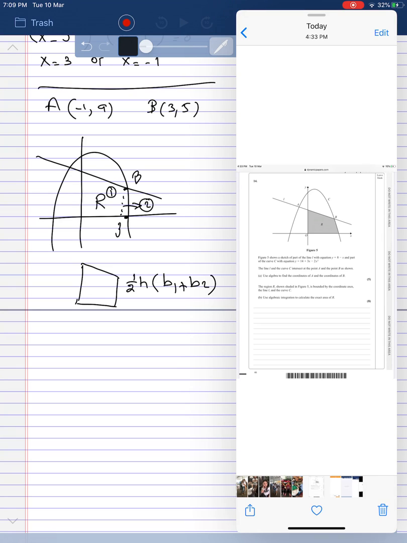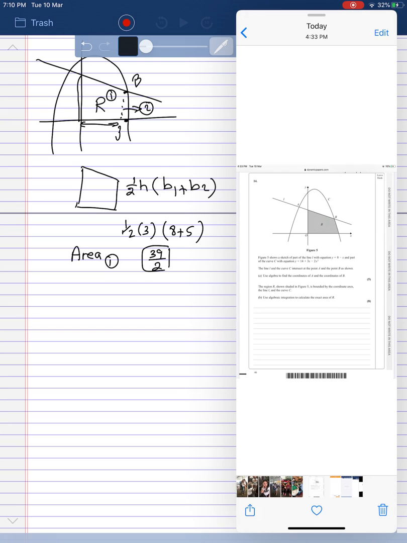What we have is the height, it's 3 as you can see here, so it's half multiplied by 3 multiplied by B1, which is this one. This is the y value when x is equal to 0, and you can find easily it's 8. And the second one, when x is equal to 3, y is 5. And then we find that the area of the trapezium is 13 times 3, which is 39 over 2. So remember that this is area 1.